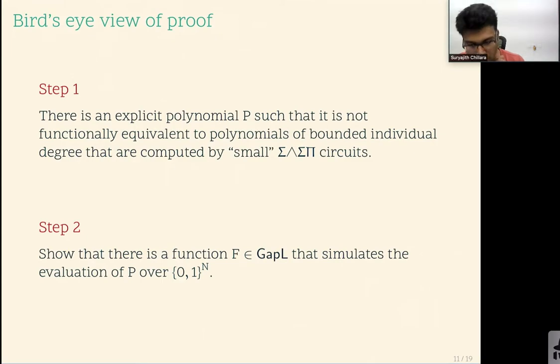And then we show that this particular function f is in GapL. So there exists a function f in GapL such that it simulates the evaluation of the polynomial P, the same explicit polynomial P over 0 1 power n. That is, we show that there exists an explicit function f, which is in GapL, that simulates the evaluation of this polynomial P over 0 1 power n. So this follows from a result of Fei, and we'll tell you how this is proved.